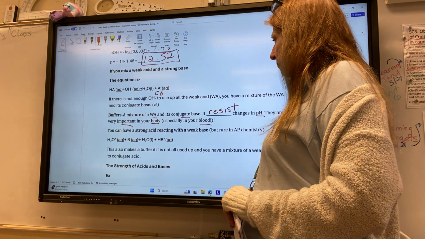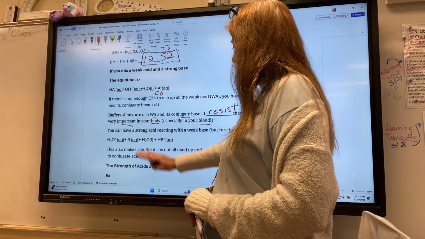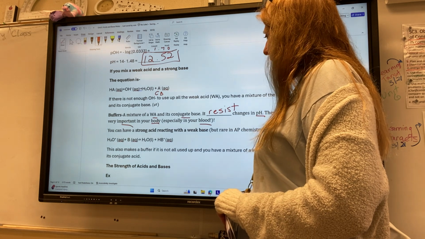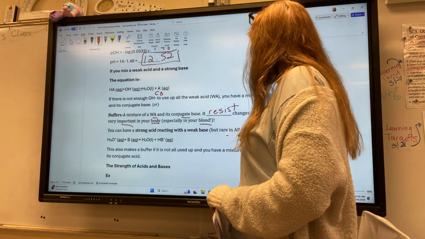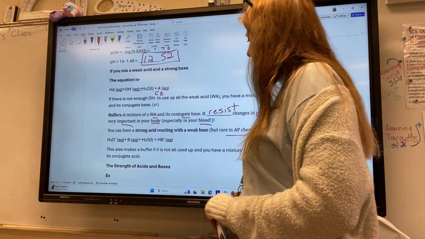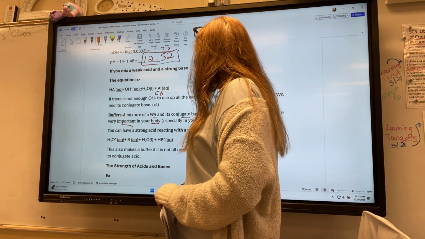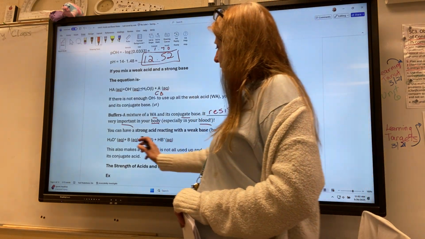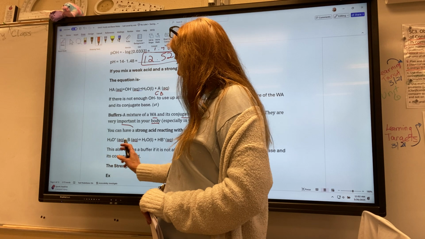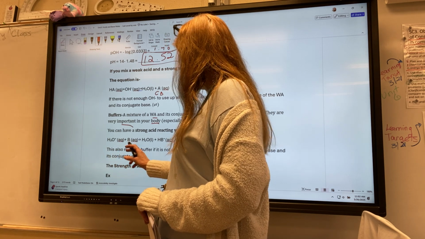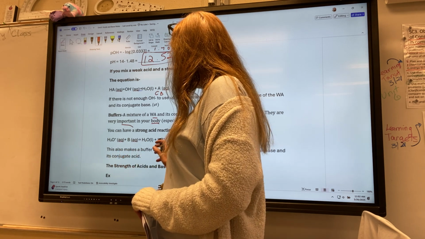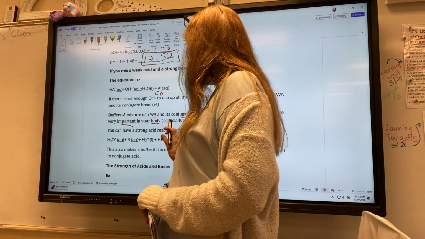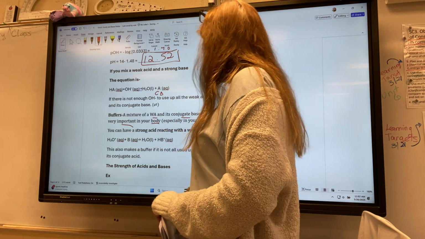So if you have a strong acid reacting with a weak base, you can have it. It's rare in AP chemistry. They don't usually do it. They usually like the weak acids and the strong bases, but there is an equation for it. Here's the acid, there's the base, there's the water, and there is the conjugate acid of the base.